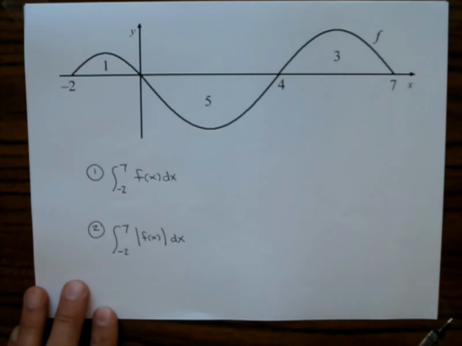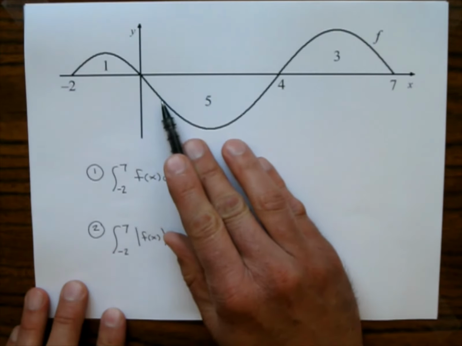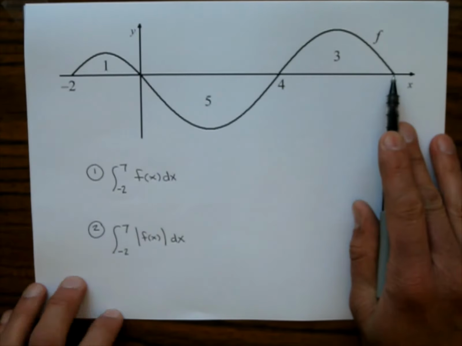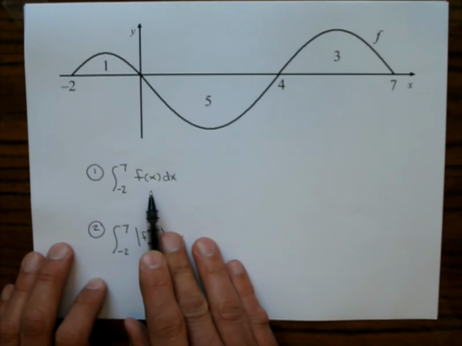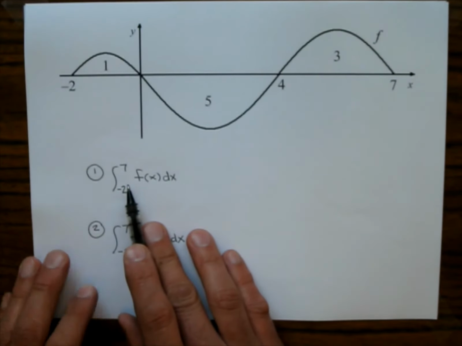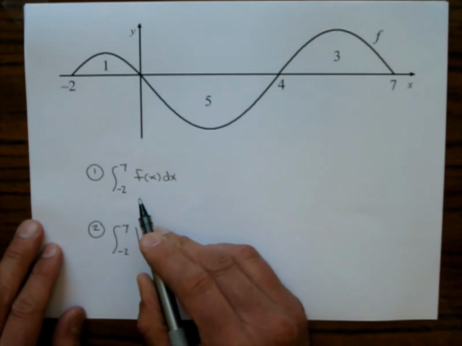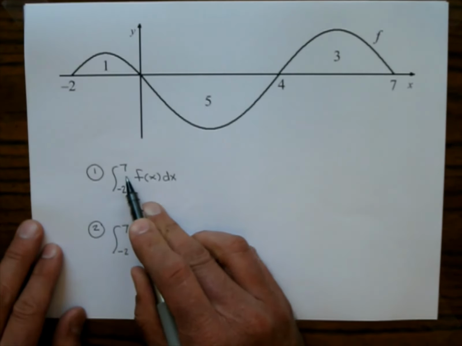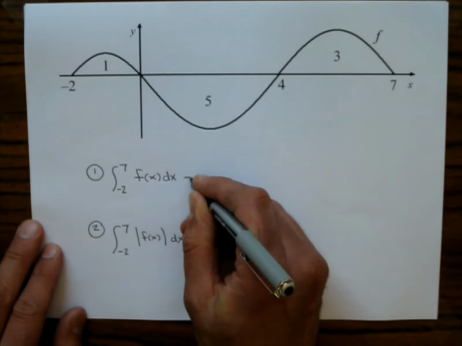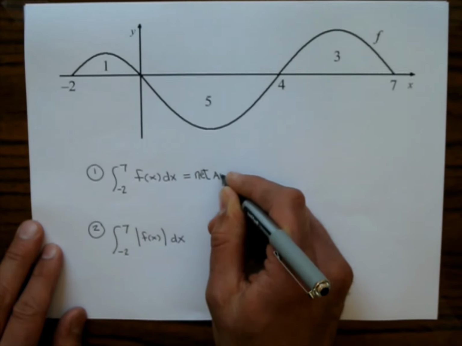So look what we have here. We have a function f. It kind of goes up like this, down like that, and here's the x-axis. It goes up, goes like that. And so we're asked, so this is new notation for us, these definite integrals. There's two definite integrals here. Our first definite integral happens to be the integral from -2 to 7, f of x dx. And so what this is, this is the net area.